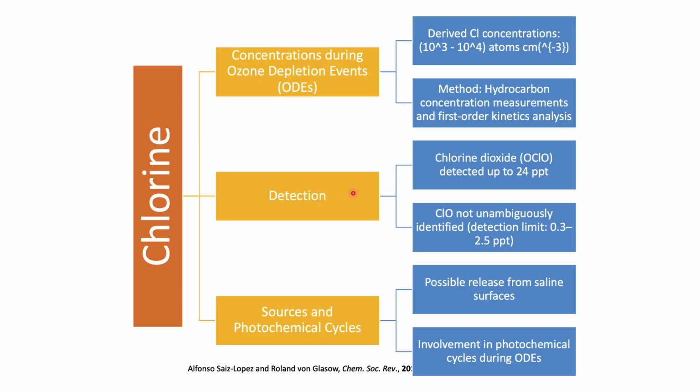And how do we detect it? We can see chlorine dioxide detected up to 24 parts per trillion. The formation of chlorine dioxide is one indication that ozone is getting destroyed. So we will look at the chemical reactions that are happening. Chlorine oxide was not unambiguously identified. So although chlorine dioxide is known, chlorine oxide is not confirmed.